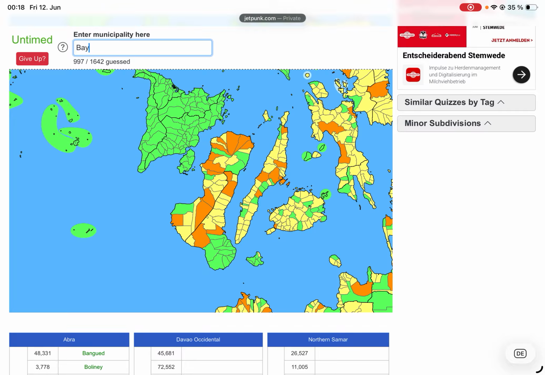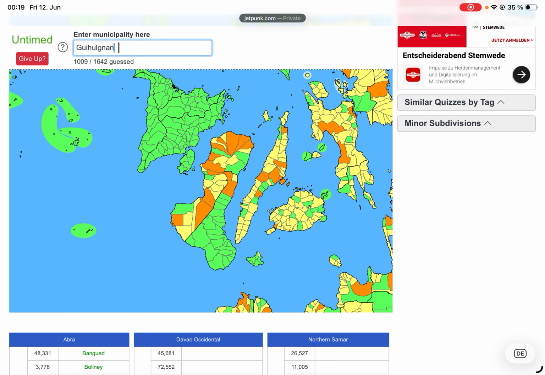This component city right here is called Bayawan. And then here we have Basay. And this component city is Bais. Oh, we just hit 1,000, so already almost 2/3 done. Then here we have the municipality of Mabinay. This should be Manjuyod, Bindoy, Ayungon, Tayasan, Jimalalud, La Libertad, Guihulngan, or something like that.